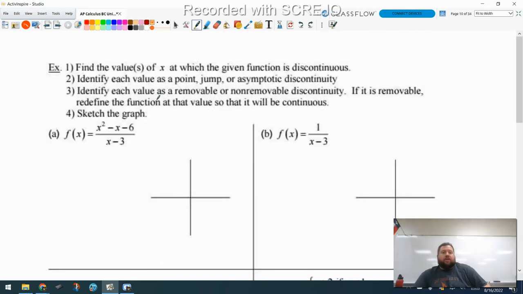All right, so we're just going to look at a few functions here. We're going to identify the value where it is discontinuous. We're going to identify what type of discontinuity it is, point, jump, or asymptotic. We're going to identify whether it's removable or not removable. Remember, if it's removable, it'll be a point. That's the only one that's removable. If it is removable, we're going to redefine the function, so we're going to rewrite it as a piecewise function so it will be continuous, and then we're going to sketch the graph at the end.